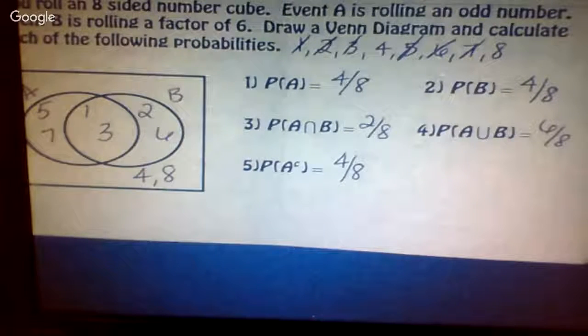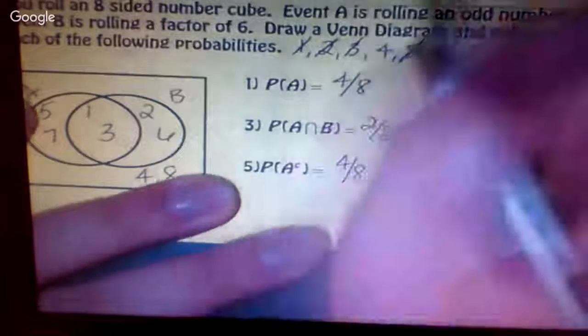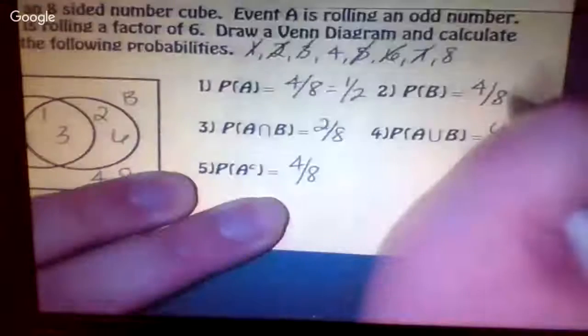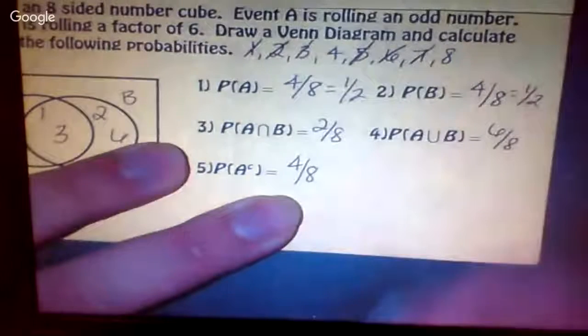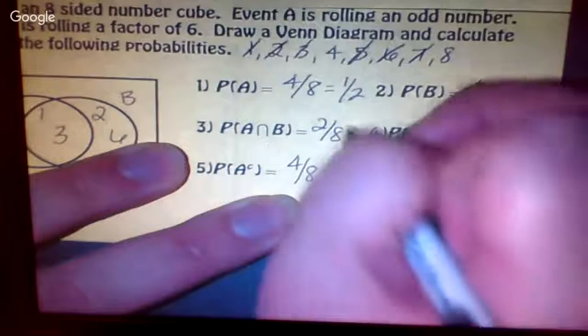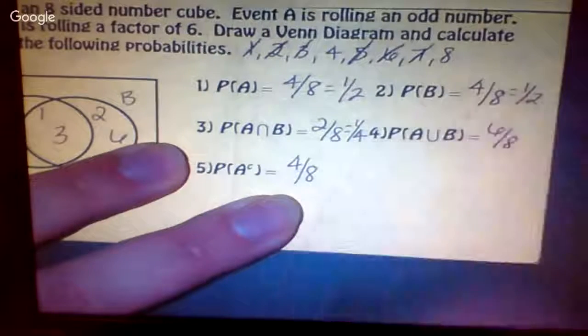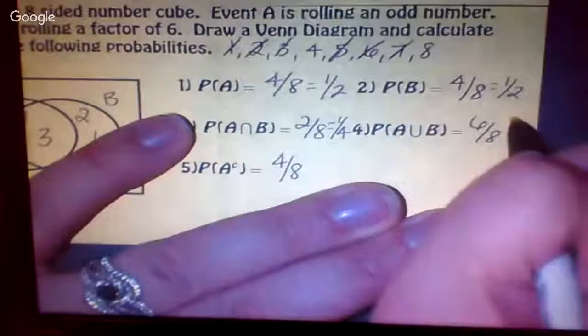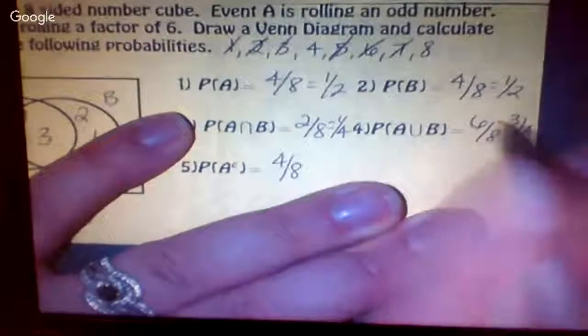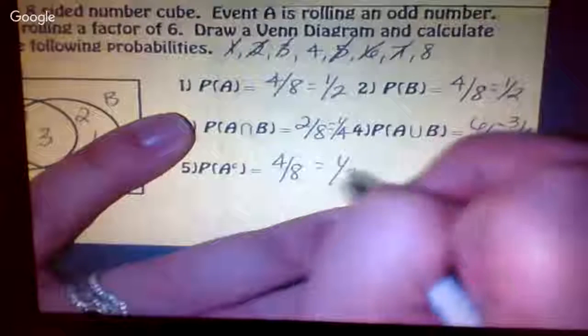We've got to reduce them. So 4 out of 8 is actually what? 1/2. So these are all 1/2. What is 2 out of 8? 1/4. What about 6 out of 8? 3/4. Good. And we already discussed that 4 out of 8 was 1/2.